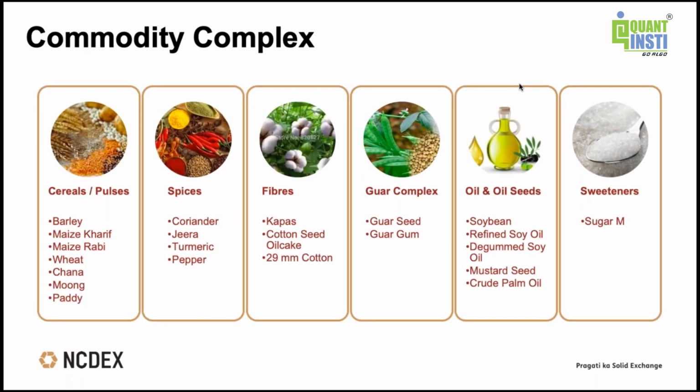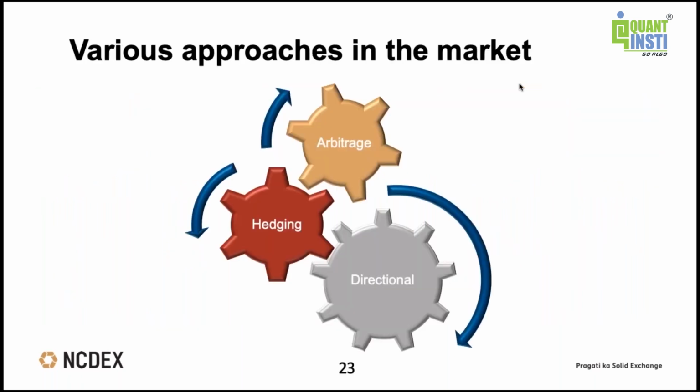If we talk about commodities in various segments, they can be divided into cereals and pulses, spices, fibers, guar complex, oil seeds, and sweeteners. Let's talk about what kind of strategies we can use in the commodity market. There are different trading styles: hedging, arbitrage, and directional trading. These are the 3 very popular ways of trading in the commodity market.